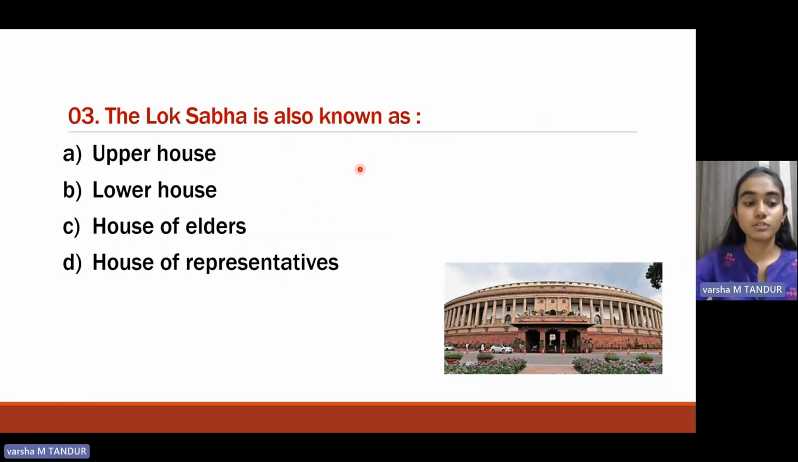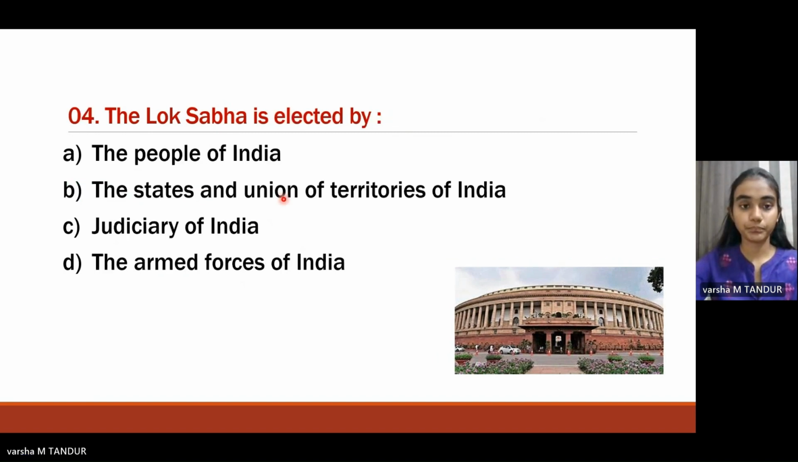The Lok Sabha is also known as Option A, Upper House, Option B, Lower House, Option C, House of Elders, or Option D, House of Representatives. It is the Lower House. The Lok Sabha is also known as the Lower House. The Lok Sabha is elected by the people of India, the states and union territories of India, the judiciary of India, or the armed forces of India. It is the states and union territories of India.